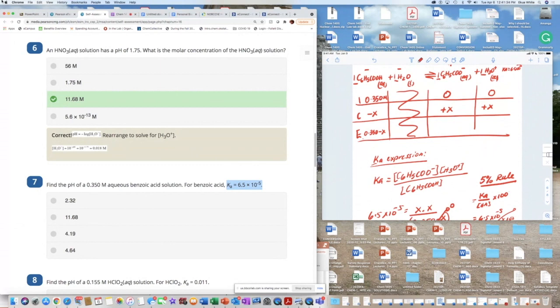For the benzoate ion, we have 0.00477. For this one here, molar, 0.00477. This is what I'm getting here. For this amount here, how much do we have left over? 0.350 minus the answer we got, 0.345.